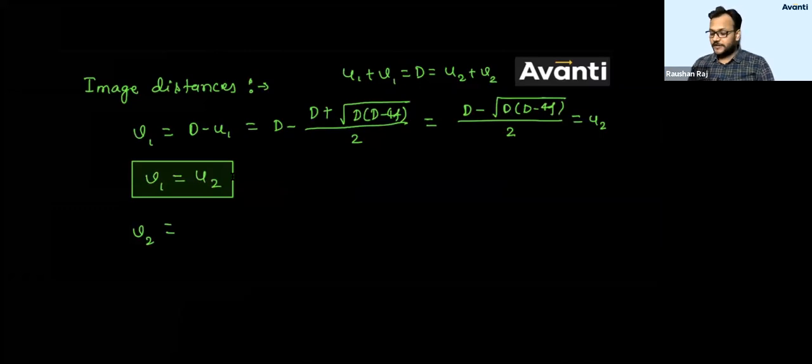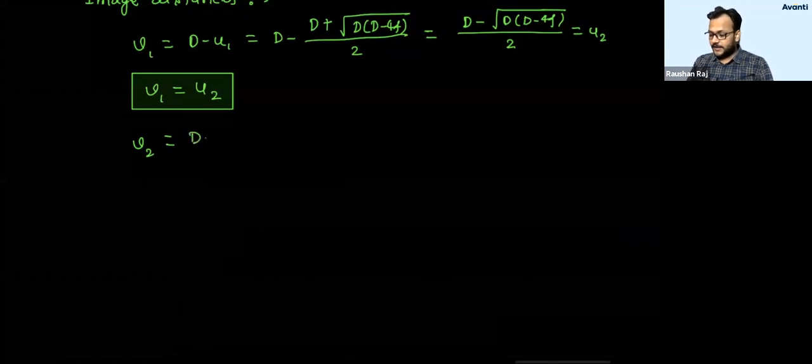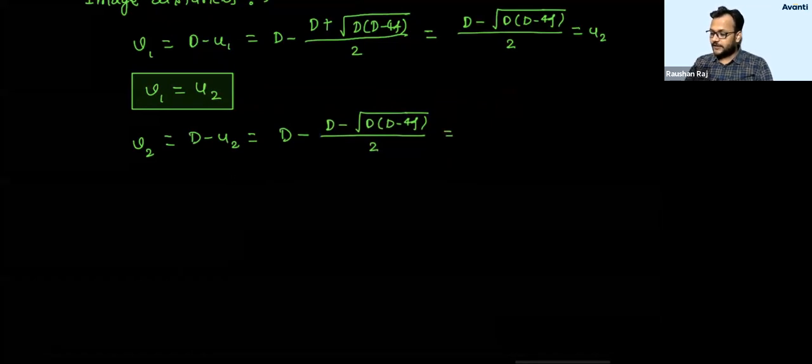ठीक है? तो v1 क्या मिल गया? u2 के बराबर. Now let us find out the value of v2. तो v2 को क्या लिखेंगे? v2 will be d minus u2. तो ये हो गया. d minus u2 का वैल्यू क्या है बच्चों? So this is nothing but u1. So इसको क्या करता हूँ मैं? कॉपी करता हूँ और यहीं पे प्लेस करता हूँ. Now if you solve this, you will get this value.